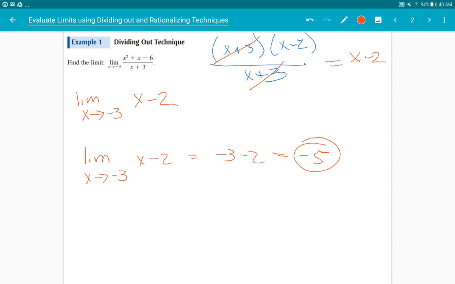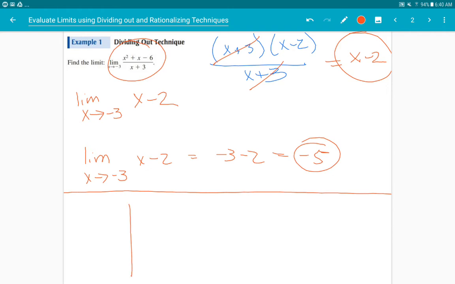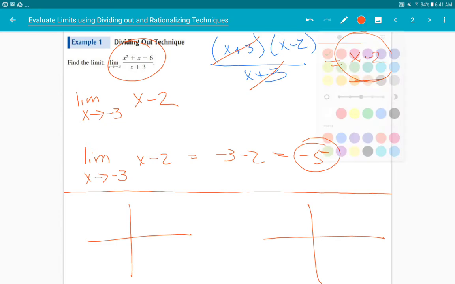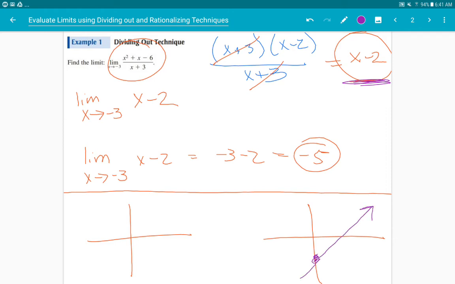Okay, now I do want to explain the graph a little bit of this function compared to this function. If we look at the two graphs, they're going to look very similar. Because the function simplifies to this x minus 2 here, both of these graphs are going to look like the line here. So let's say that that's minus 2. Both of these functions are going to somewhat look identical.